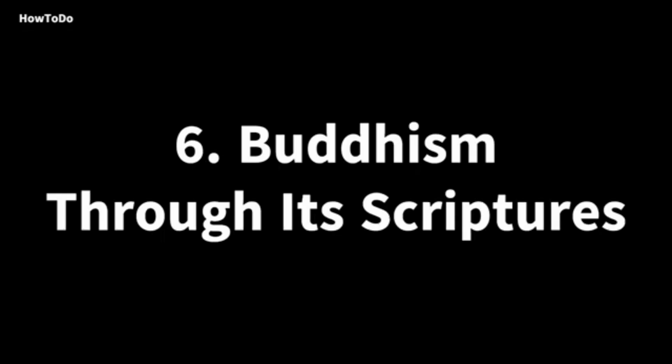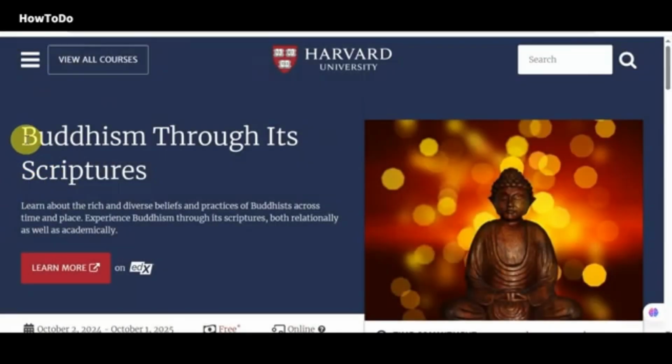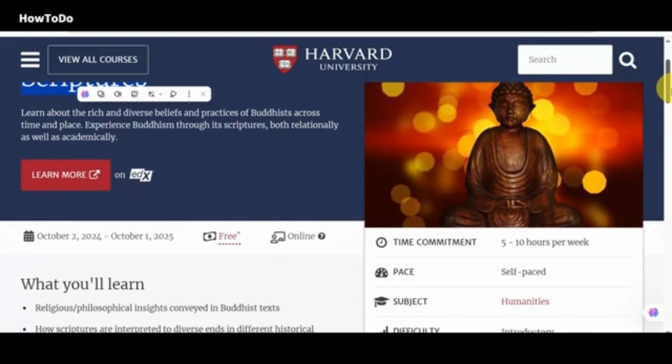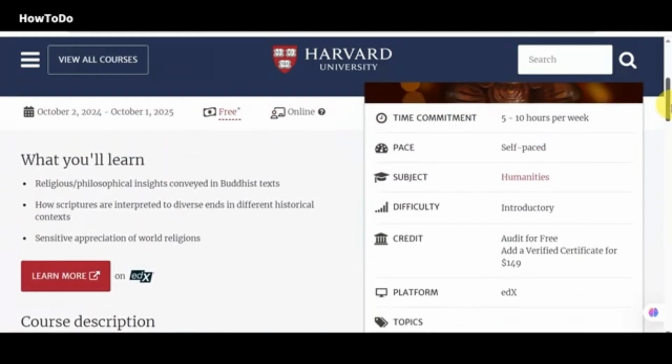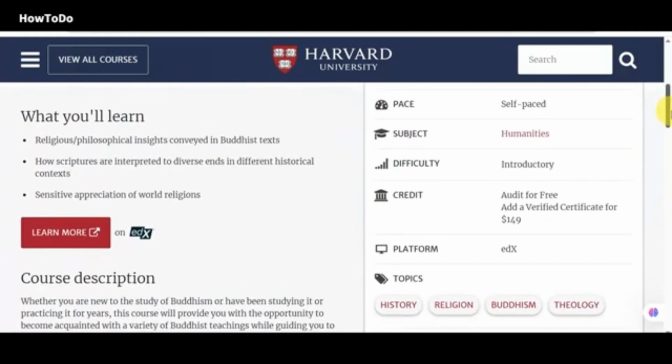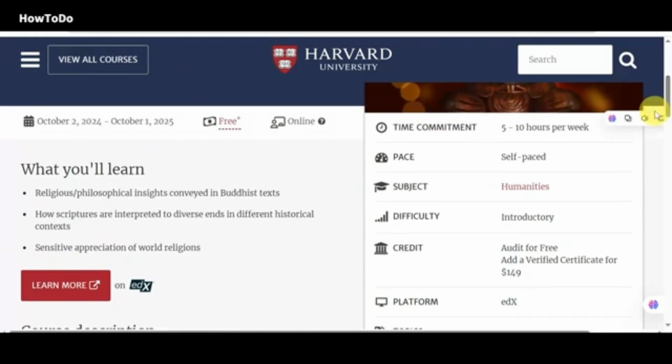6. Buddhism through its scriptures. Whether you are new to the study of Buddhism or have been studying or practicing it for years, this course will provide you with the opportunity to become acquainted with a variety of Buddhist teachings while guiding you to think about them and yourself in new ways.